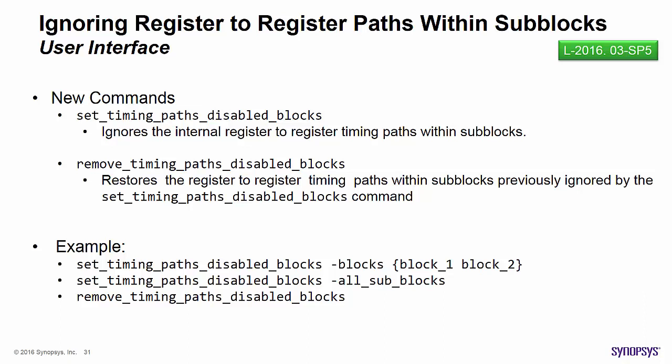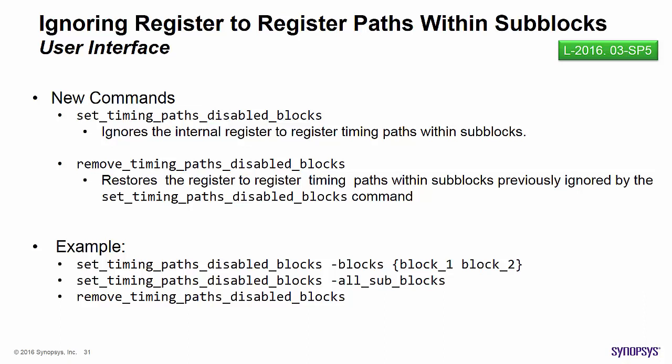Two new commands are added. set_timing_path_disable_block will ignore the internal register-to-register timing path within subblock. remove_timing_path_disabled_block will restore the register-to-register timing paths within subblock previously ignored by the set_timing_path_disable_block command.